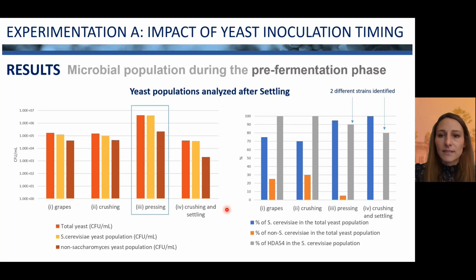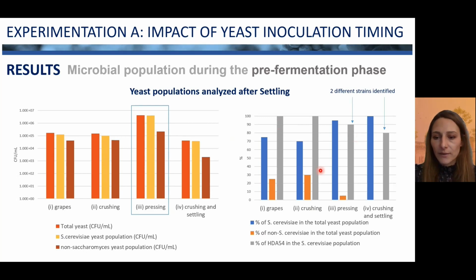If we look here on this graph, we see the different percentage of the yeast population in the 4 scenarios. In the scenario with addition directly to the grape and post-crushing, out of the total yeast population, approximately 70% is Saccharomyces cerevisiae, and approximately 25–30% is non-Saccharomyces cerevisiae. But out of the cerevisiae population, 100% is HTA54. So by inoculating HTA54 very early on, it really overpowered all the other Saccharomyces cerevisiae yeast population.